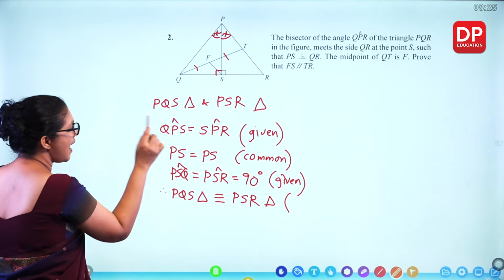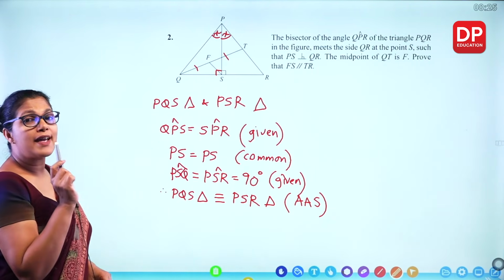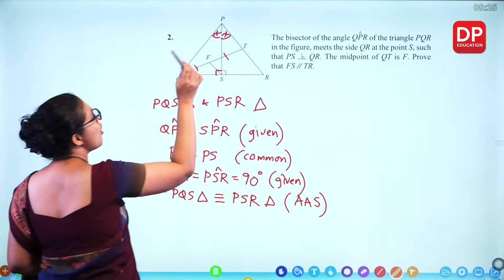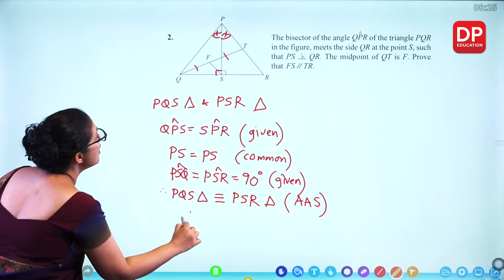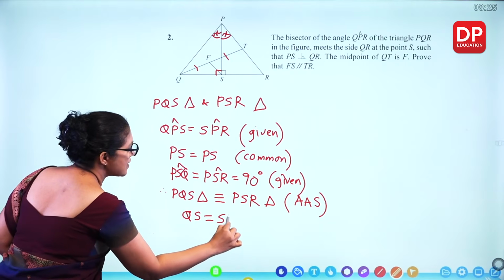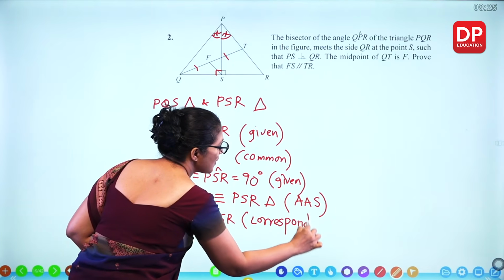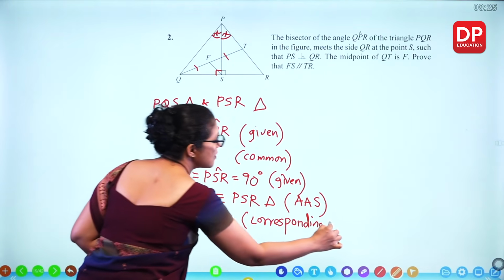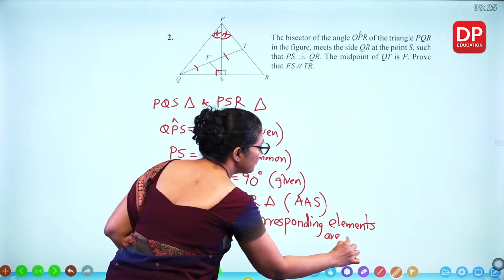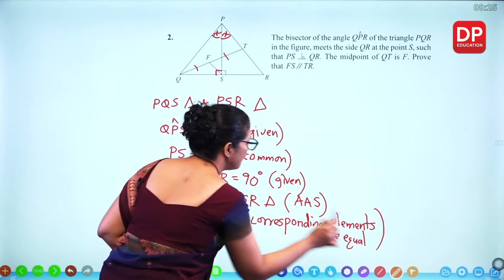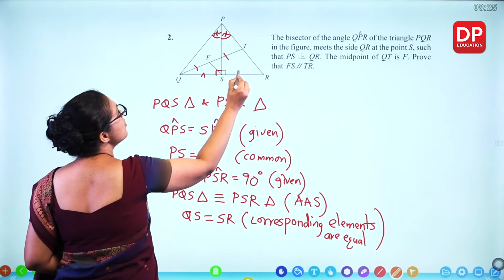What's the case? Angle, angle, side. So, if the two triangles are congruent, what can you say about the congruent elements? Congruent elements are equal. So, therefore, QS is equal to SR, corresponding elements. So, corresponding elements are equal. So, we showed that this length is equal to this length.